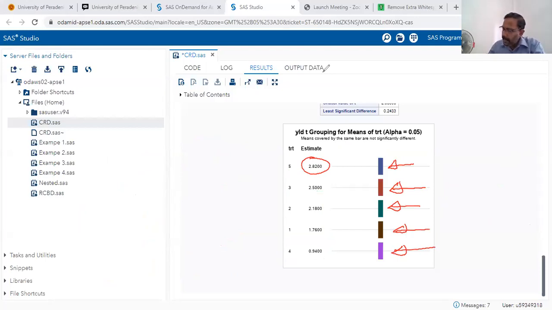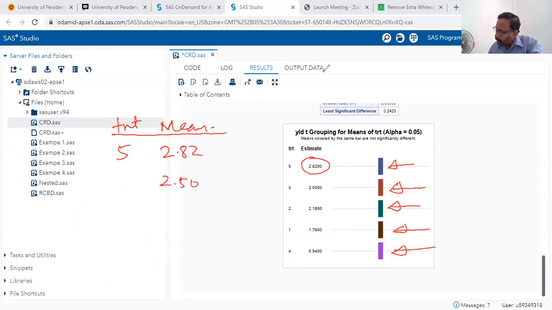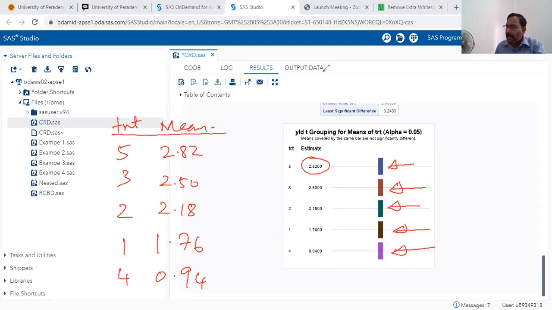So when you write the report, treatment, you write the mean here. I will simply write not all decimals, 2.82. This is 2.50. The next one 2.18. Next one 1.76. 0.94. Right? Treatment 3. 2.14. I have rewritten there.